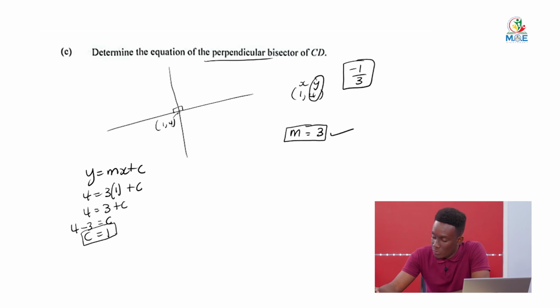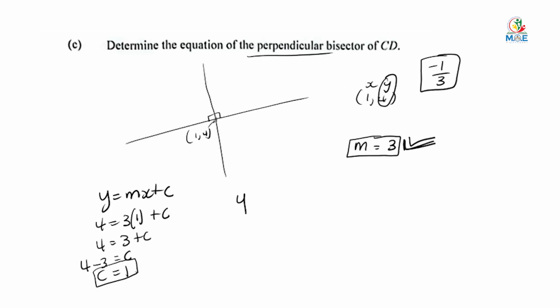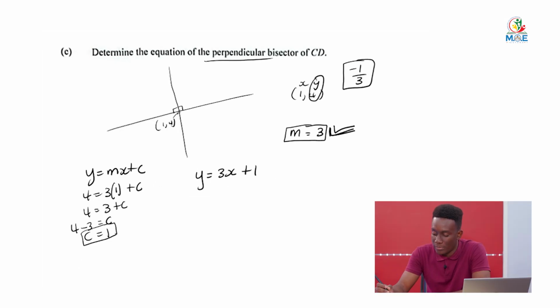So we have c. We have the gradient here. So let's write the equation of the perpendicular bisector. It will be y is equal to m, which is 3, x plus 1. That will be the equation of the perpendicular bisector.